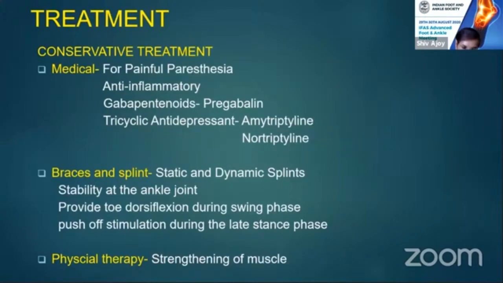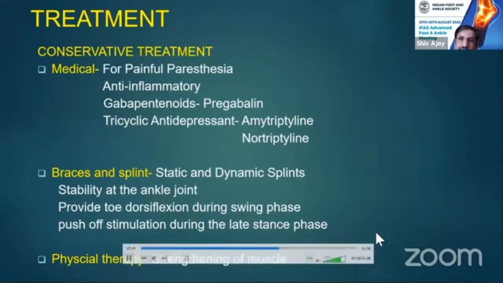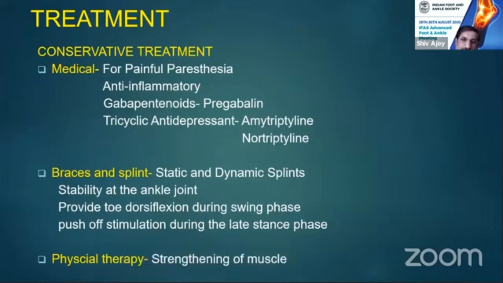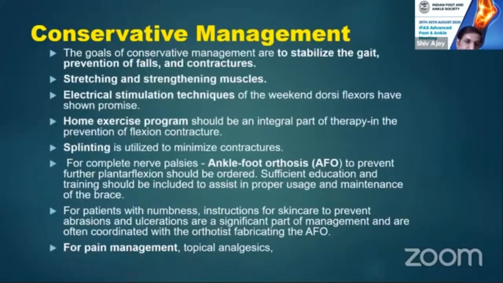The conservative management includes medical treatment, that is, you have to treat the pain and paresthesia, you have to give anti-inflammatory drugs, then pregabalin, and antidepressant drugs. Second most important is braces and splints. Static and dynamic splints provide stability at the ankle joint, and they provide toe dorsiflexion during the swing phase. The physical therapy includes strengthening of the muscles.